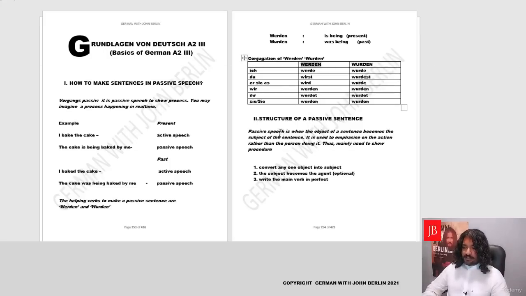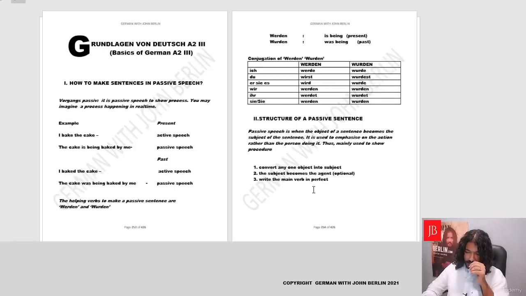The structure is: passive speech is when the object of a sentence becomes the subject of the sentence. It is used to emphasize the action rather than the person doing it, thus mainly used to show procedure. So how do we do it? We convert the object of the sentence into the subject, and the subject becomes the agent. Now, what is the agent? If you look at the sentence, the cake is being baked by me. By me is the agent. Earlier in the active sentence, I said I baked the cake. Now I changed it into by me. So by me is the agent. That's what I mean. The subject becomes the agent.